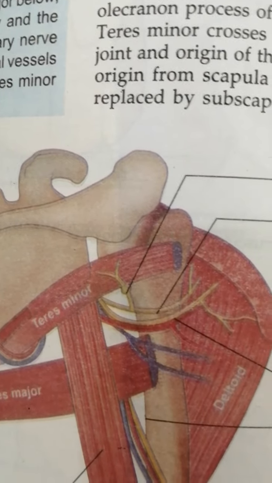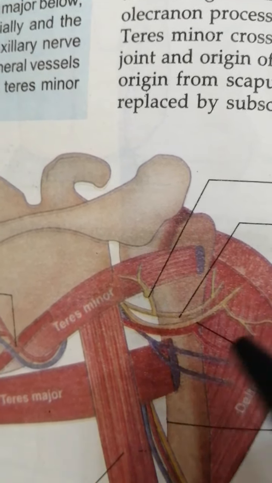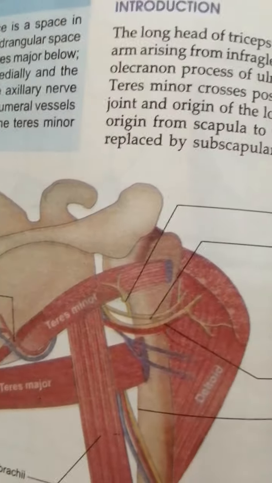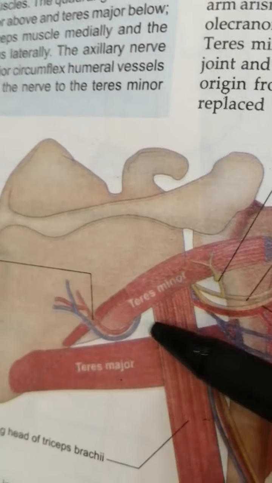So this is so simple, and the contents passing through this quadrangular space are the axillary nerve with the posterior circumflex humeral vessels. This was the quadrangular space. Now the upper triangular space.